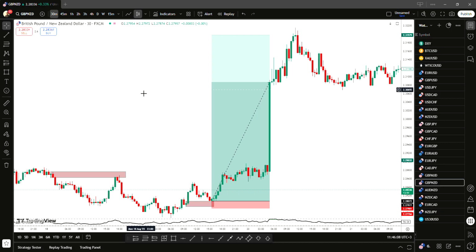Now, I'll just recap what you have learned. First, just identify the trend of the market. Remember, the trend is your friend. You want to be trading with the trend, not against the trend. So identify the trend of the market. Where is the trend heading? The trend is heading upwards, meaning we are looking for only buys. So as long as market is making higher highs and higher lows, we are looking for buys.